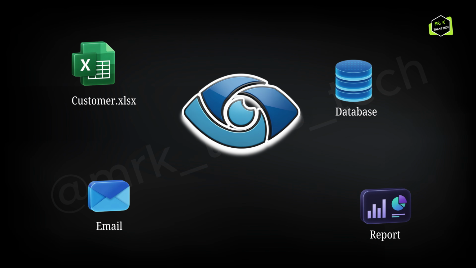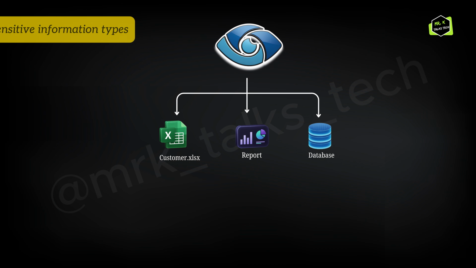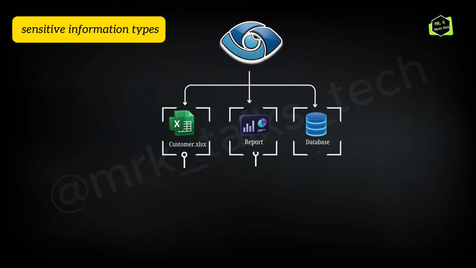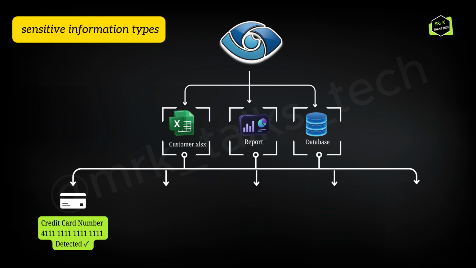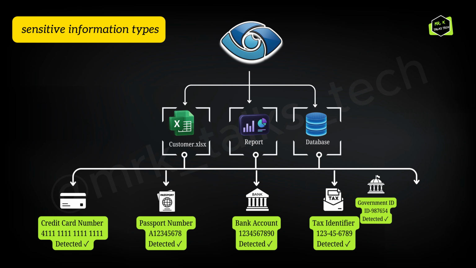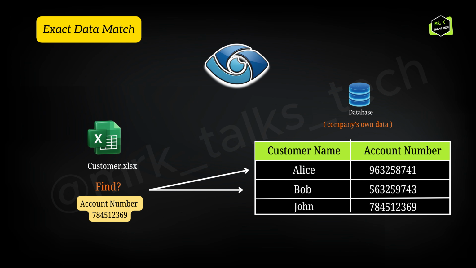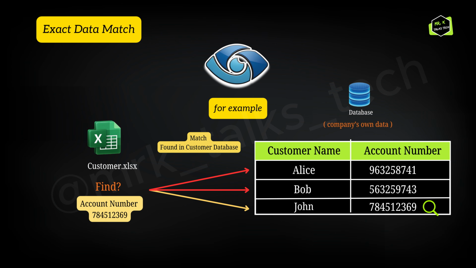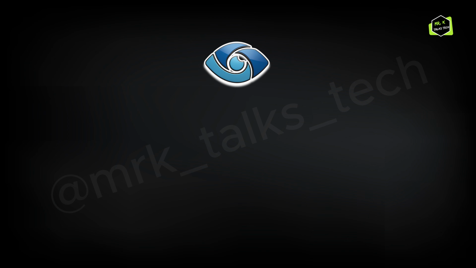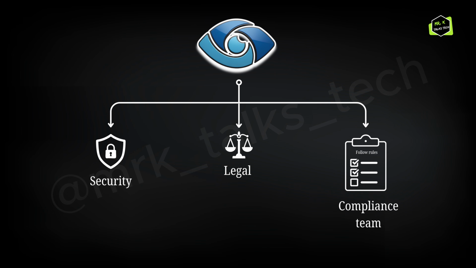Purview also needs a way to recognize sensitive information. It does this through classification. One method is called sensitive information types. These detect patterns such as credit card numbers, passport numbers, bank account details, tax identifiers, and government issued IDs. Another method is exact data match. This checks content against known values from the company's own data. For example, it can look for actual customer account numbers instead of every random number that happens to follow a similar pattern.